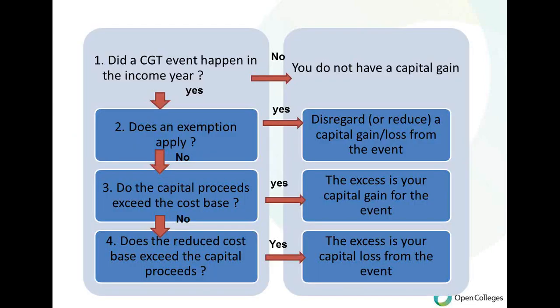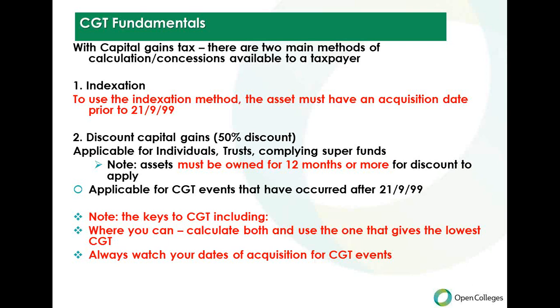So there's two main methods of the calculation. Number one is the indexation method. And to use the indexation method, the asset would have had to have been acquired from the commencement of CGT in 1985 to the 21st of September 1999. As soon as the asset is acquired outside that date range, you cannot use the indexation method.